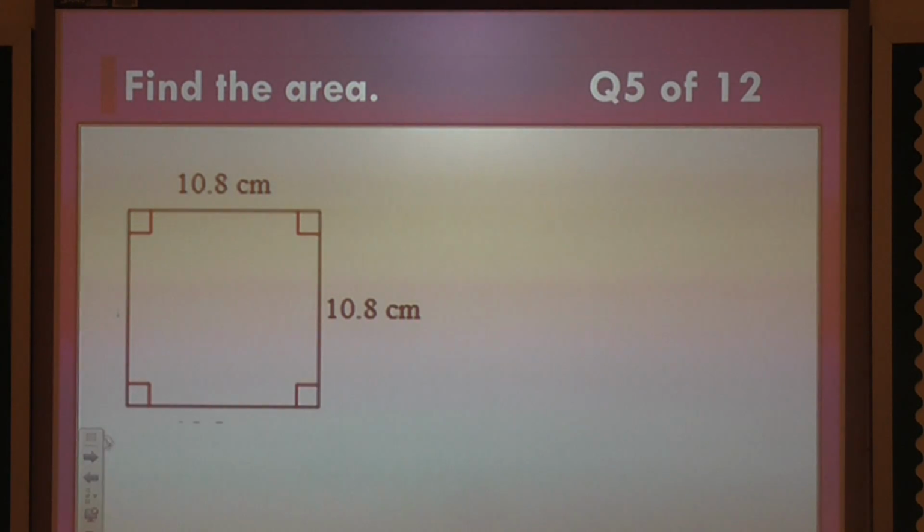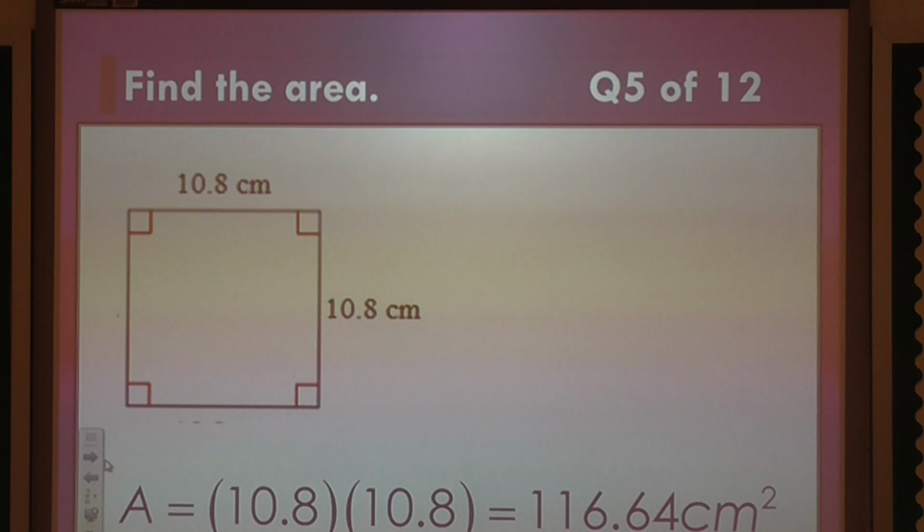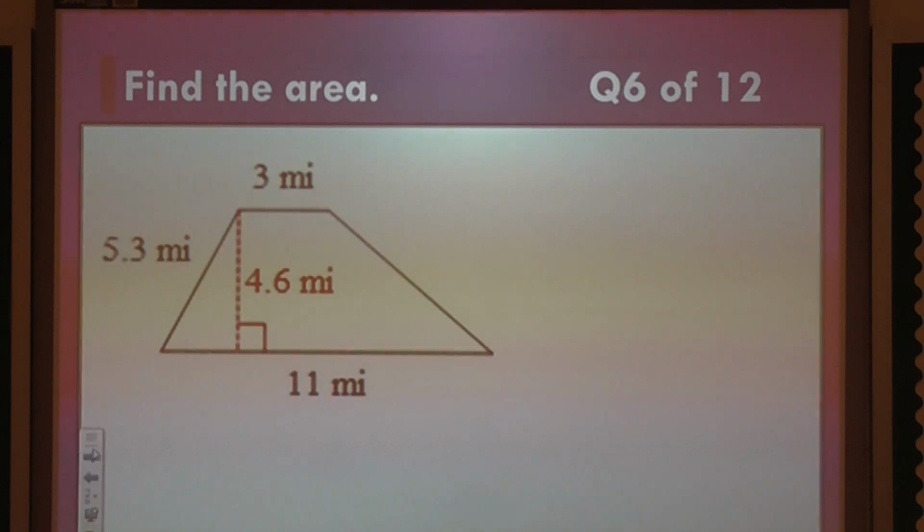All right, find the area of the square. It's still base times height. So it's 10.8 times 10.8, which is 116.64. Centimeters times centimeters means you're going to end up with centimeters squared.